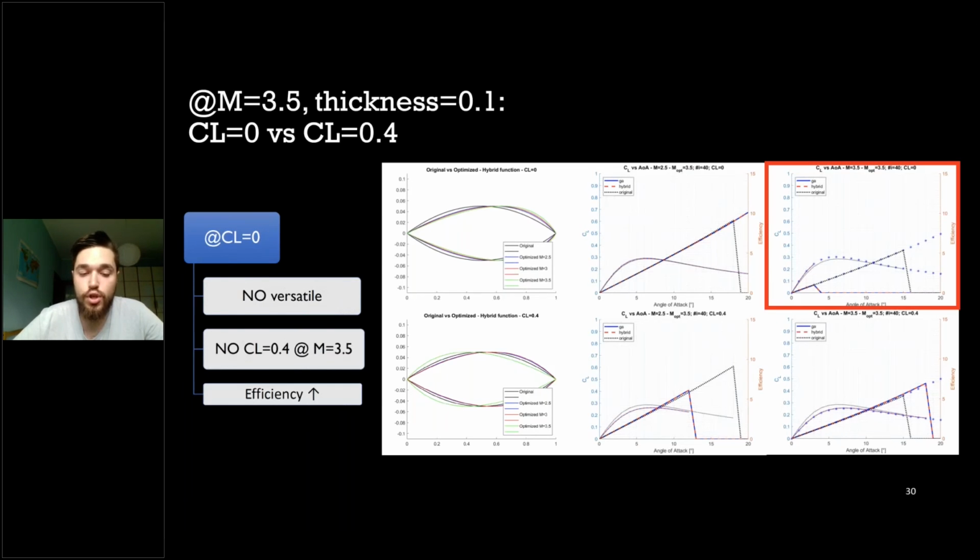A non-zero lift coefficient condition leads to lower efficiency compared to a symmetrical double circular arc airfoil, but also this kind of airfoil can barely reach the 0.4 CL value. The higher the thickness, the smaller the performance difference between the symmetrical and an optimized airfoil.